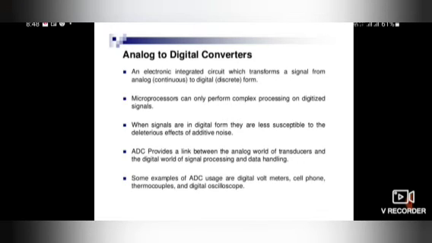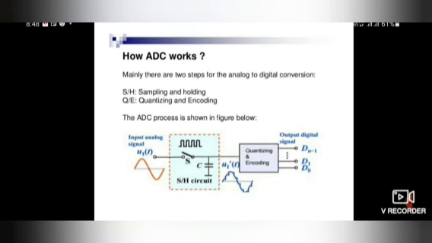Microprocessors can only perform complex processing on digitized signals. When signals are in digital form, they are less susceptible to deleterious effects of additive noise. ADC provides a link between the analog world of transducers and the digital world of signal processing and data handling. Some examples of ADC usage are digital voltmeters, cell phones, thermocouples and digital oscilloscopes.